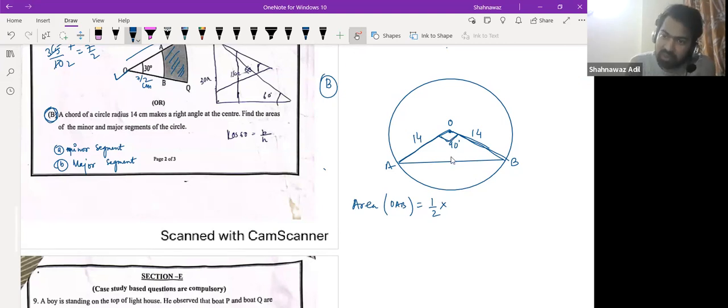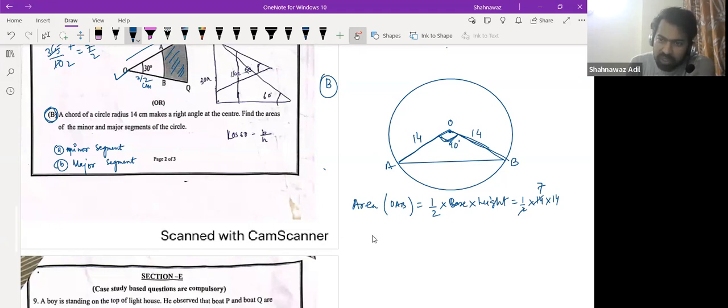So then you won't be able to find out the height, right? So base is OA. And then what is the height? OB. Because this is a 90-degree angle, so the perpendicular would be the height. This is 14 and 14. The area of triangle, we can cancel it with 7, 2 sevens. Now we have to find out the minor segment.